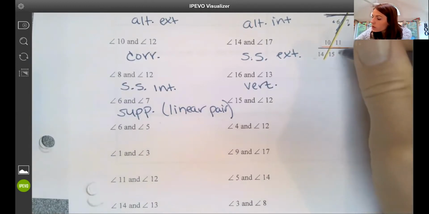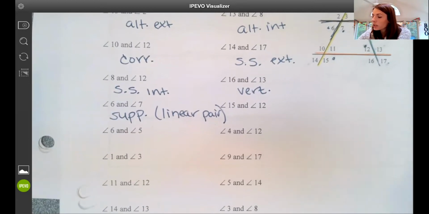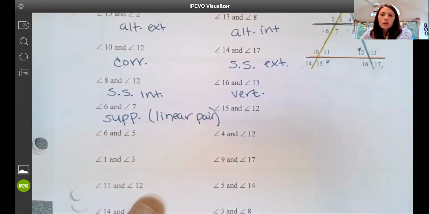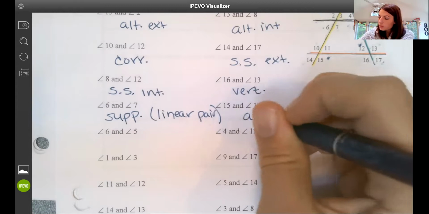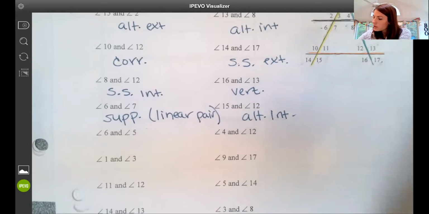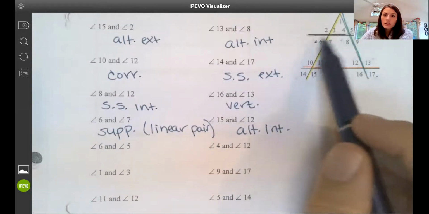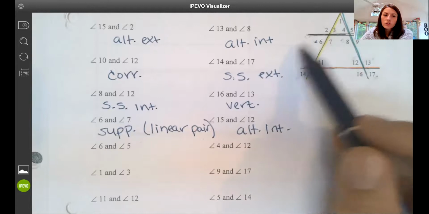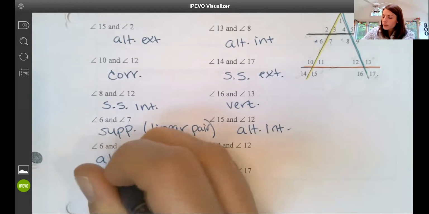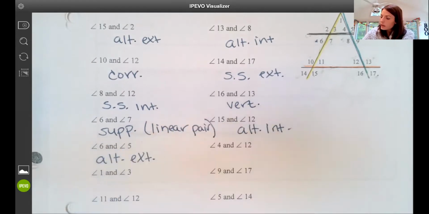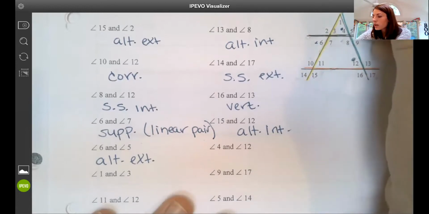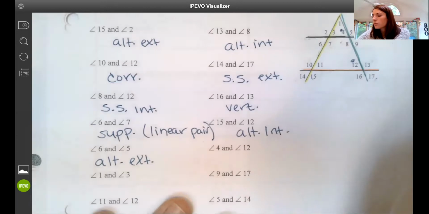15 and 12. So 15 and 12, what's their relationship? And I would love for more people to participate in the chat. Alternate interior, agreed. And 6 and 5. 6 and 5, they're both connected to this black transversal. What's their relationship? Alternate exterior. 4 and 12. This one's a tricky one. 4 and 12. They're both connected to the blue transversal.